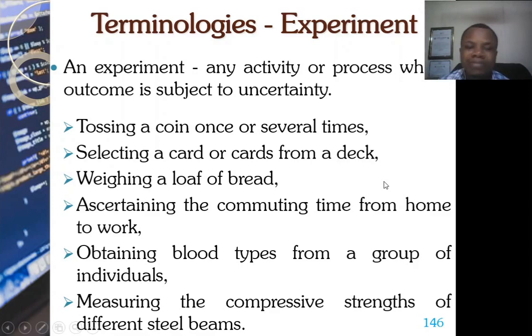Now, although this word experiment suggests that it has to be planned or a carefully controlled laboratory testing situation, we use it here in a much wider sense. We are going to look at so many angles, not pertaining to these controlled processes, but we are going to generalize this experiment in our case. So for instance, we can think of tossing a coin once or several times. These are all forms of experiment.